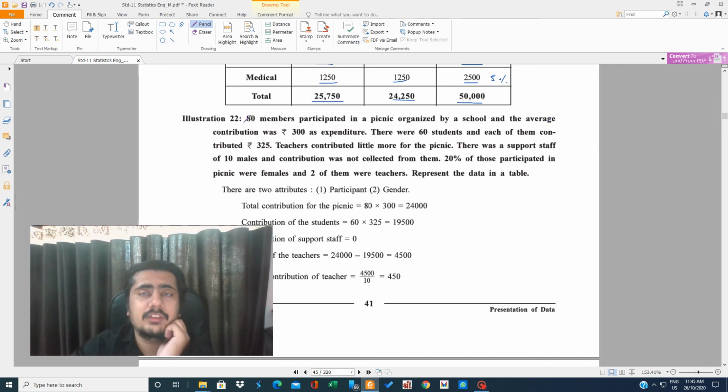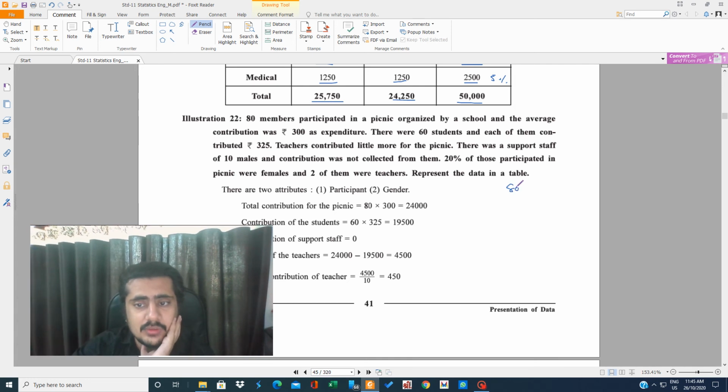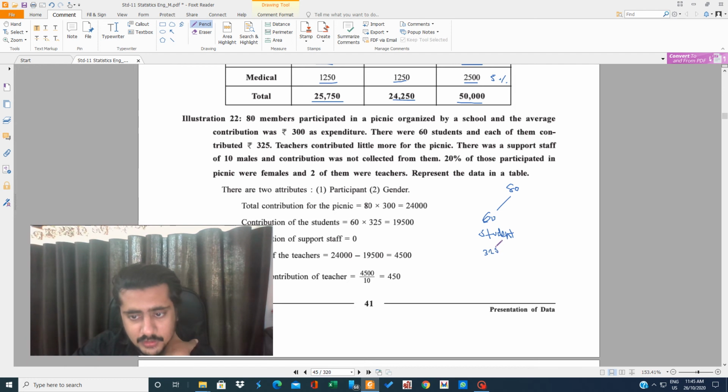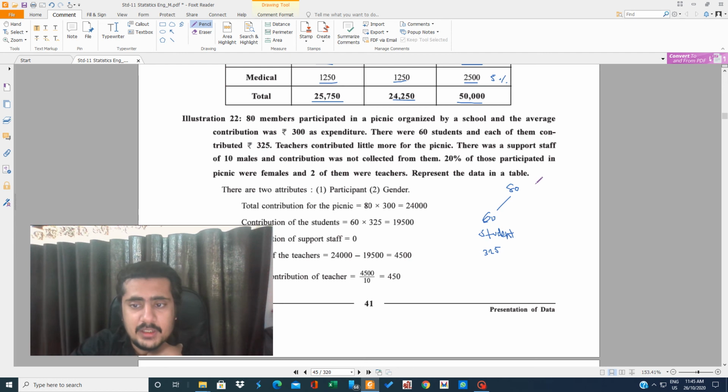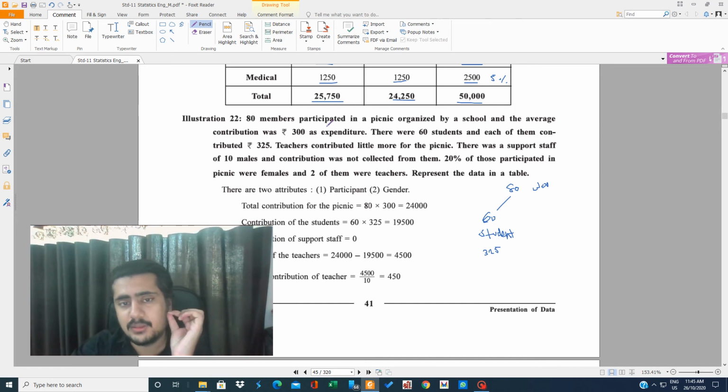So out of 80 members, 60 were students in a school picnic. From 80, 60 were the students. Now they contributed 325, that is not an average, that is perfect. They have contributed 325 each. On an average, 300 per person expenditure was booked. A student has contributed 325, that is for sure. Teacher contributed little more. Now what is that little more? They have not told you.